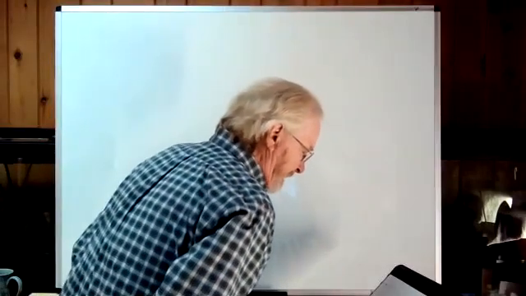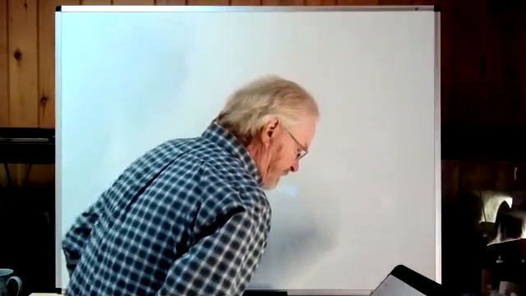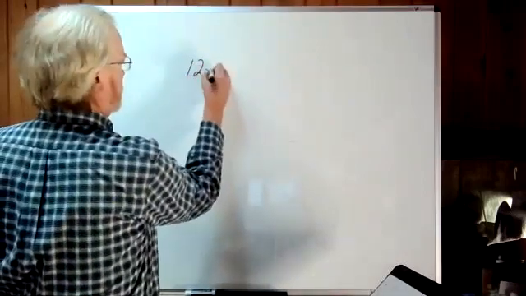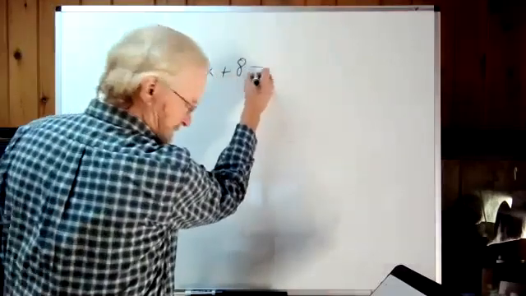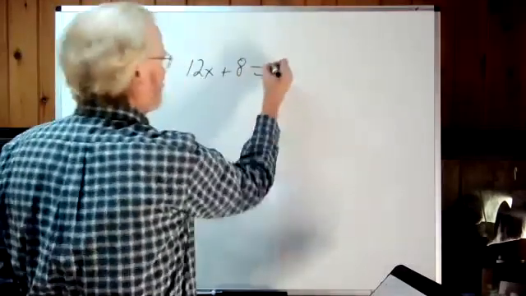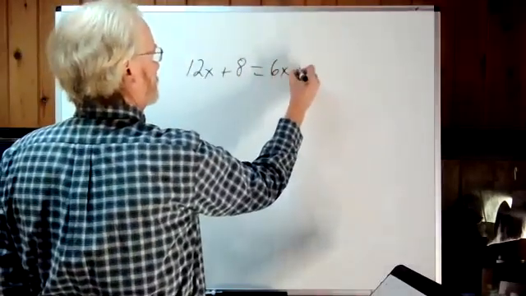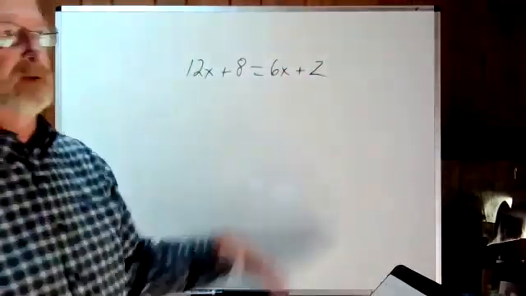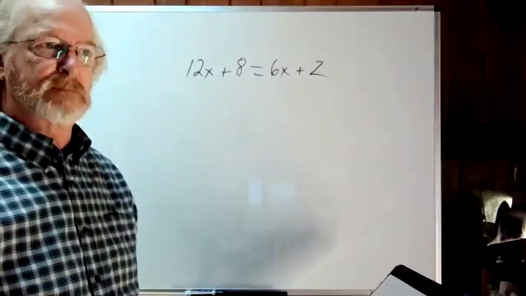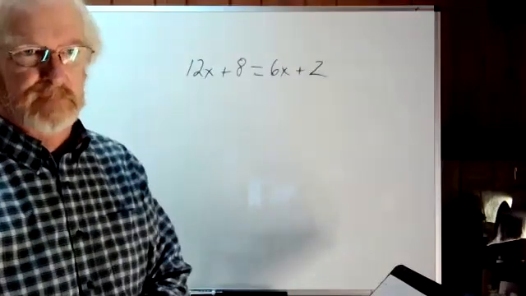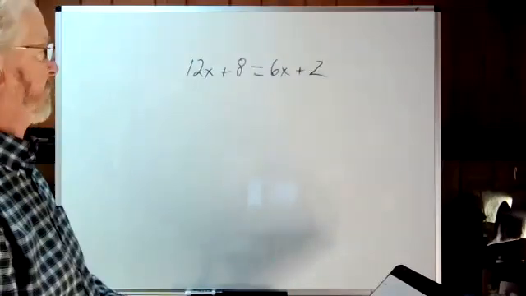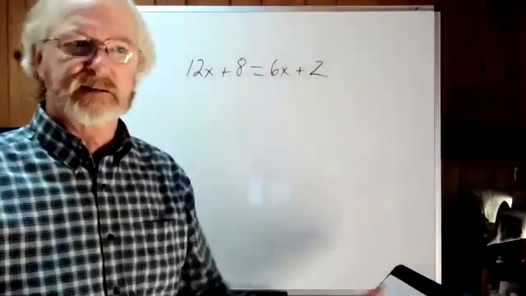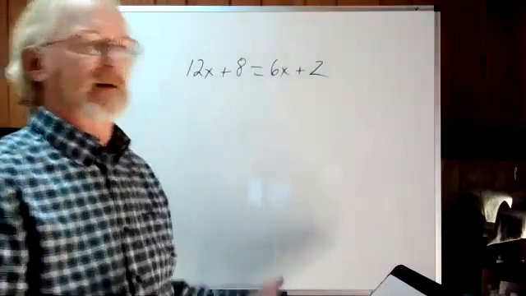All right, let's jump up here. All right, next step up. Here I have variables on both sides and constants on both sides. You just need to choose which side do I want all the constants on and which side do I want all the variables on.